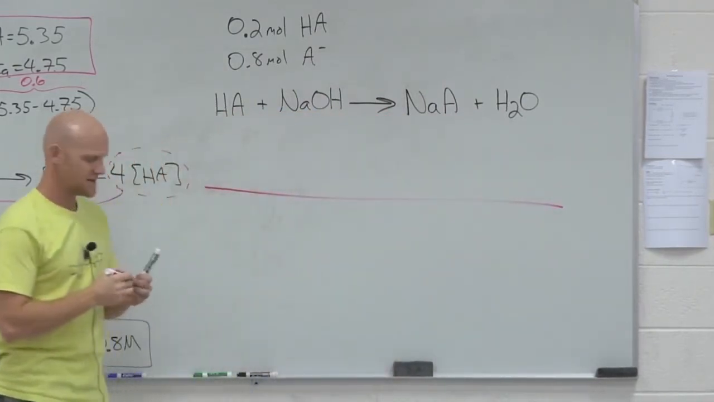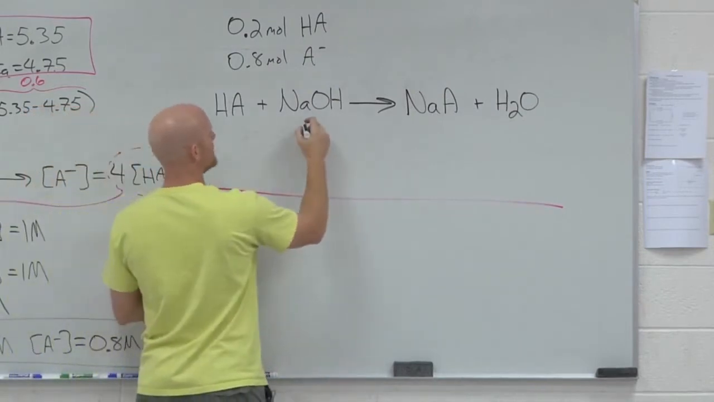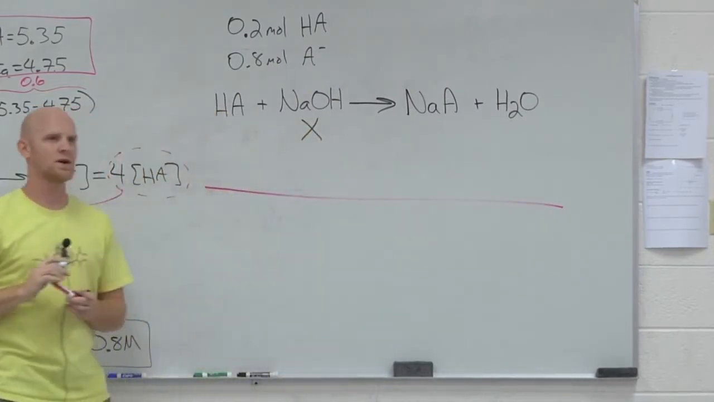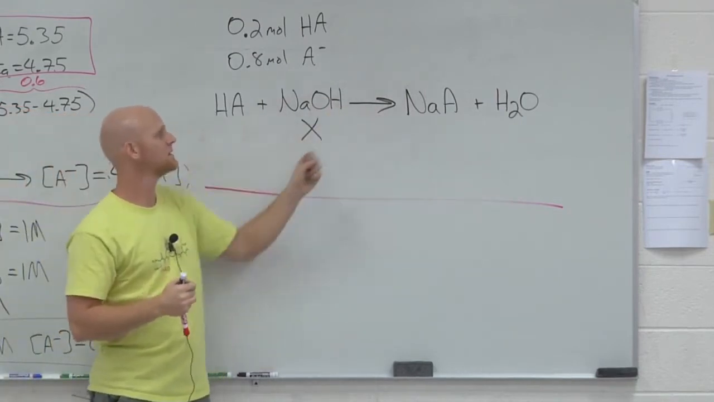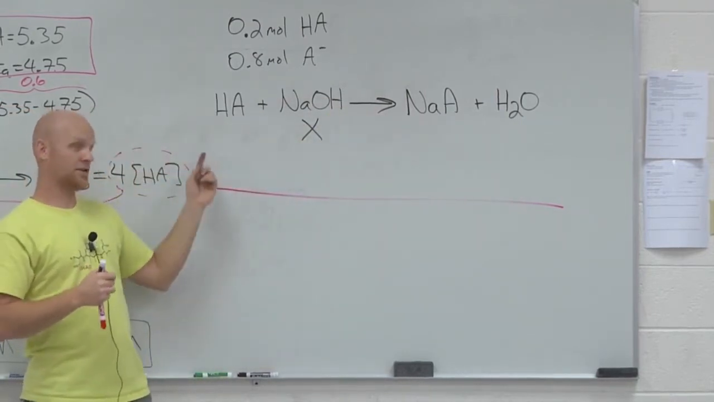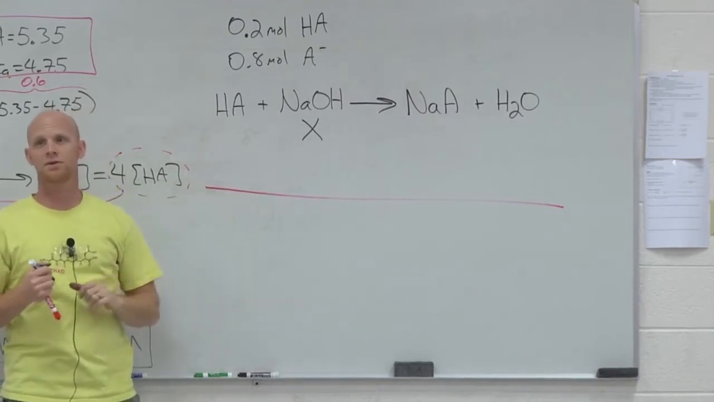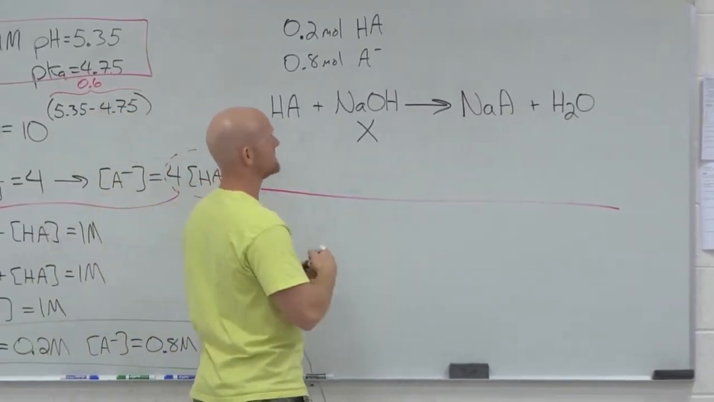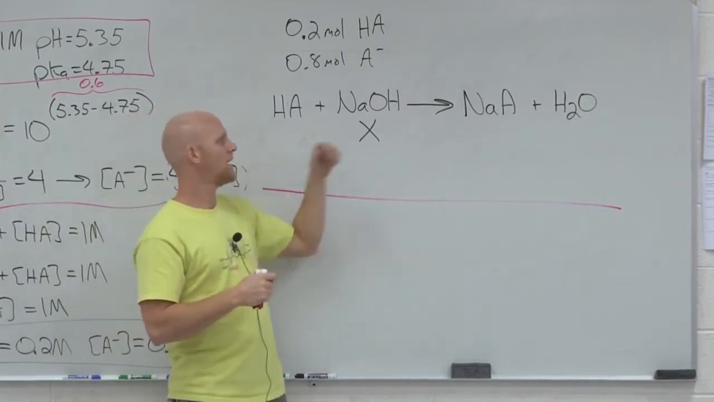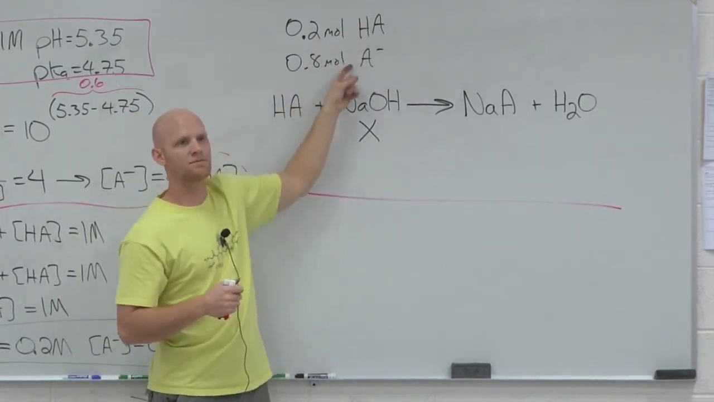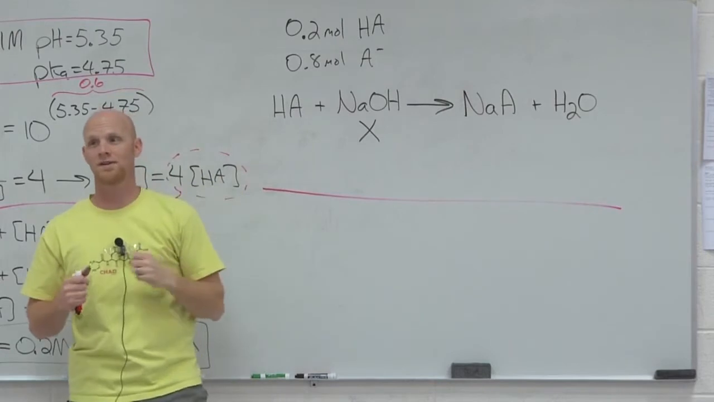And the way I'm going to treat this, I'm going to say that we're going to add X number of moles of NaOH. And the X number of moles of NaOH is going to neutralize some of the HA. How much? X amount of HA, so on and so forth. So, in this case, once it's neutralized X amount of HA, I need to have this amount of both of these left. That's what needs to happen.